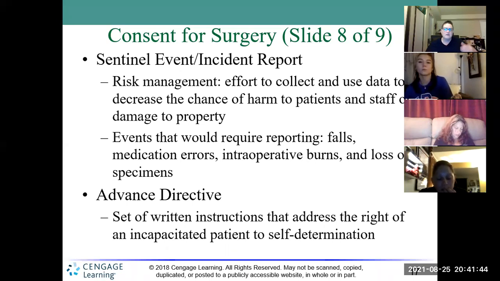Now, advanced directive, this is what we were talking about earlier. It's a set of written instructions that address the right of an incapacitated patient to self-determination. What that means is if I have an advanced directive, I have someone assigned to speak for me if I'm unable to speak for myself. That's what advanced directive means. So you'll hear every patient is asked, do you have an advanced directive? Yes or no. If they don't, they're encouraged to have one at that time.